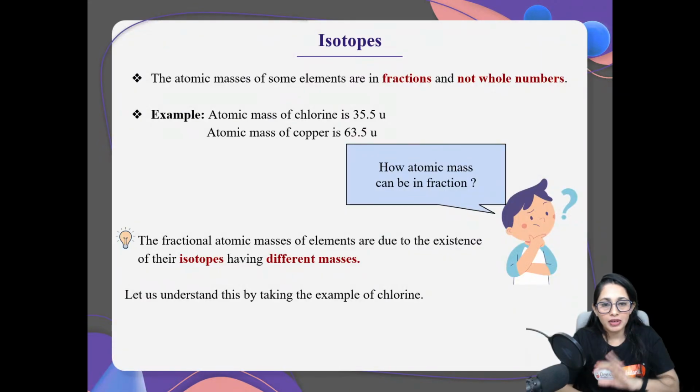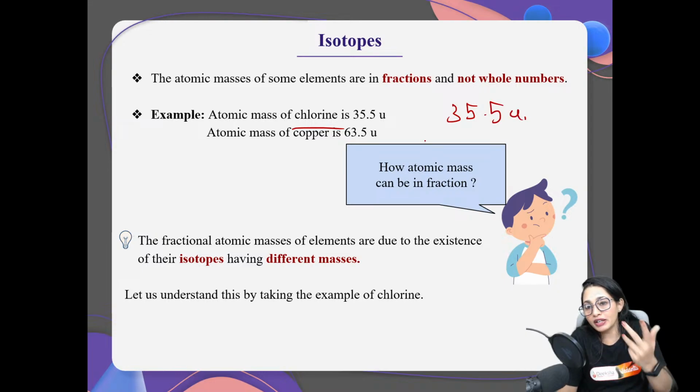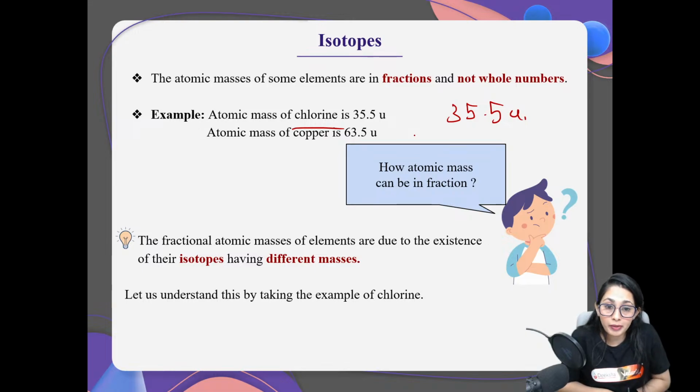Isotopes. The atomic masses of some elements are in fractions and not whole numbers. What is the reason behind that? For example, we saw chlorine, right? It is 35.5. Why not 36? Why not 35? We can round it off, no? No. And the atomic mass of copper is 63.5. Why is it a fraction? The fractional atomic masses of elements are due to the existence of isotopes having different masses.